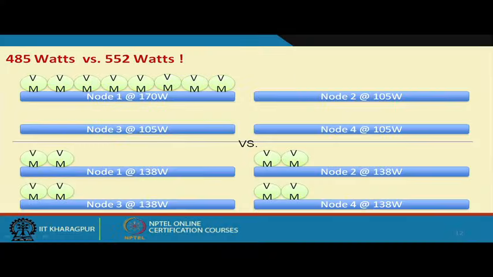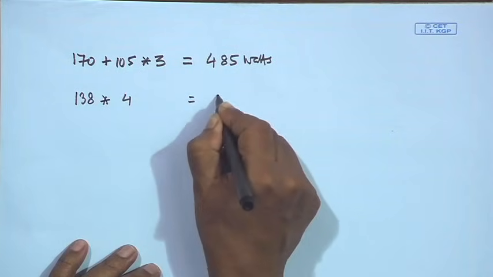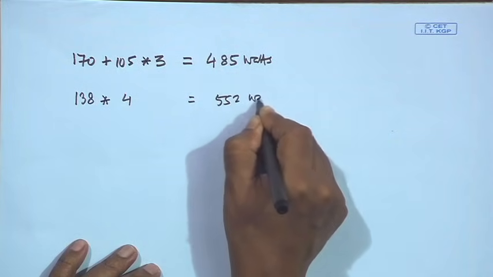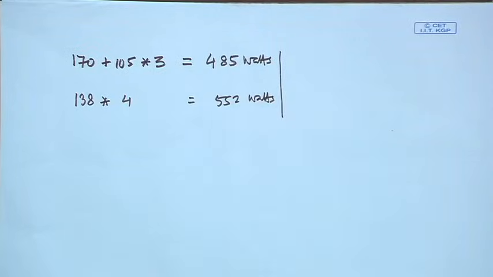If instead the load is distributed, with 2 VMs per node, let us say it is 138 watts each. So, I have 4 nodes, and in this case it is 552 watts, right. That is exactly what we want to see, that by doing so we can reduce the consumption, but there is a little catch in it.